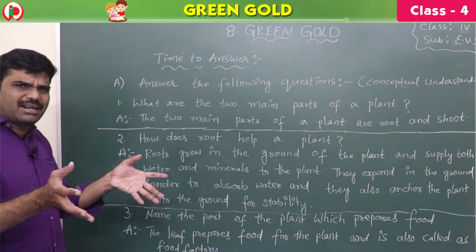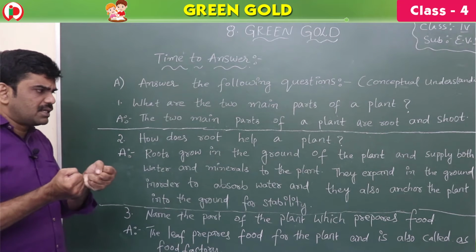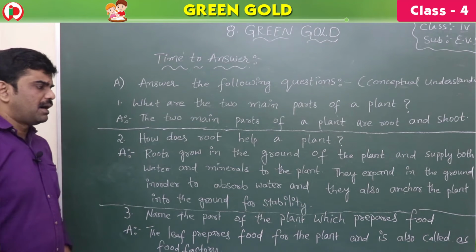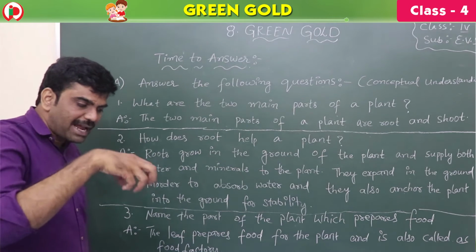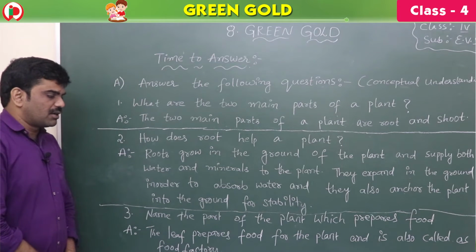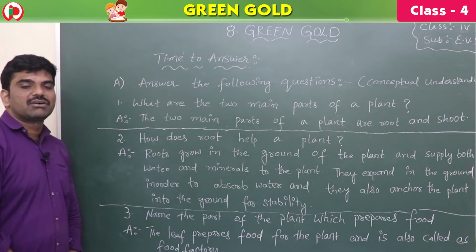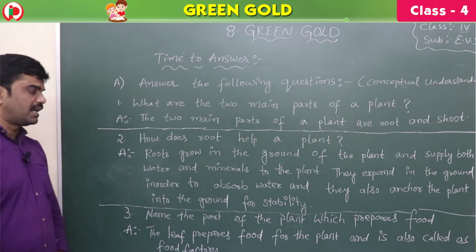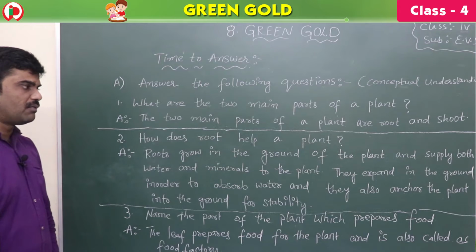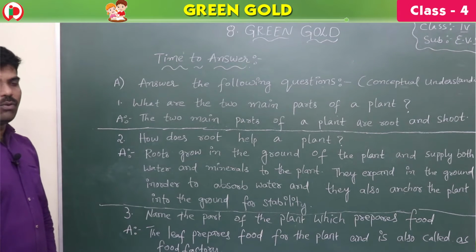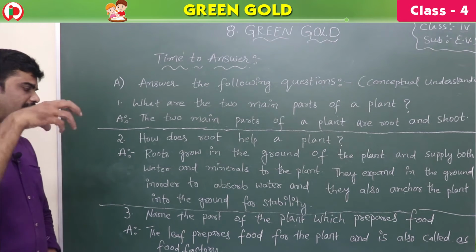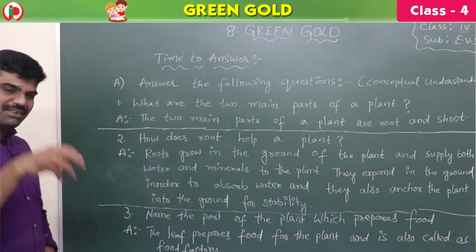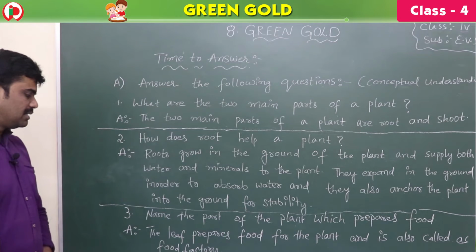So these roots expand so that they can absorb water, okay, and give to the remaining parts, and they also anchor the plant. They fix the plant down to the earth, into the ground for stability. So once again I repeat, roots grow in the ground of the plant and supply both water and minerals to the plant. They expand in the ground in order to absorb water, and they also anchor the plant into the ground for stability.